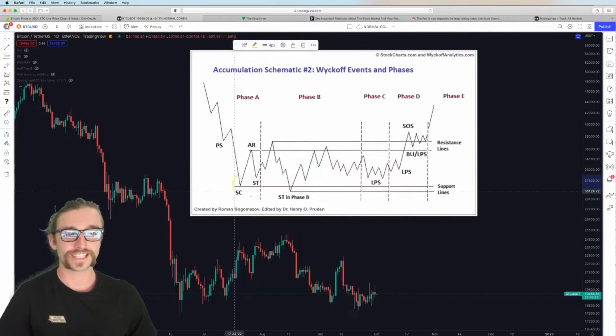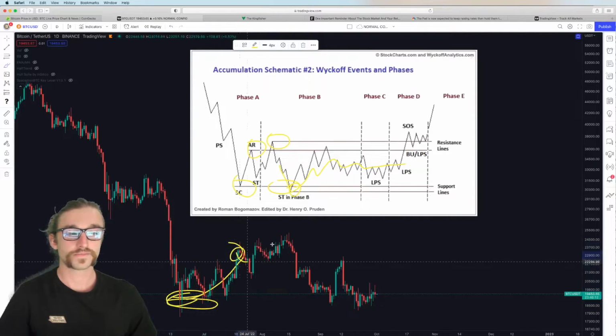So what we see here is SC and AR. We see a high that is met with a sell-off. We see a lower low where we take out some liquidity on the underside, and then we follow into some accumulation. If we look here and we're talking about candle closes, we see a low and a close. We see the highs that were made, the sell-off, and then ST in phase B.